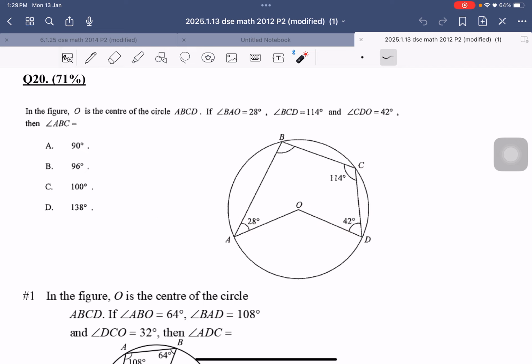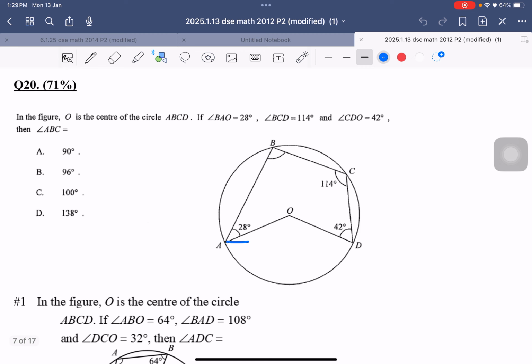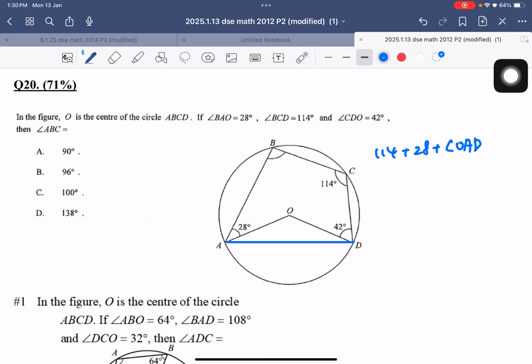So that's what we're going to do for the first step. Draw a line from A. You can draw a line to connect A and D, isn't it? And then what can we say? If we have a quadrilateral, then the opposite angles add up to 180. So we can say 114 plus 28 plus angle OAD, angle OAD should be equal to 180 degrees.